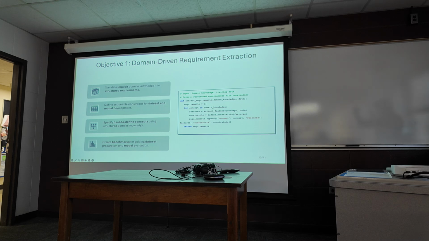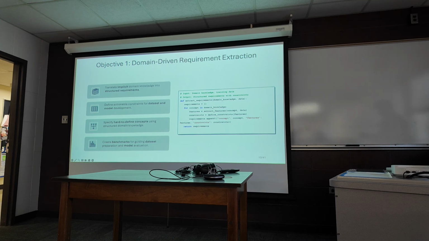Finally, we generate a benchmark to guide the dataset preparation, ensuring that the data reflects the domain-specific needs and expectations. To make this concrete, we have included a simple pseudocode that shows how this process works. This function starts by looping through each key concept from the domain knowledge. For each concept, we extract the relevant features from the training data, define the constraint, and then organize them into a structured requirement. These outputs are used to guide dataset construction and model evaluation also.